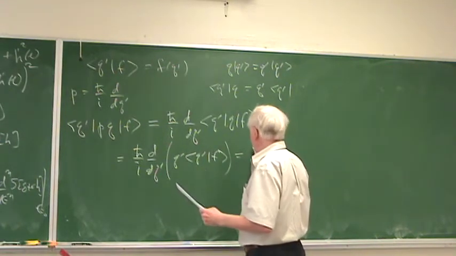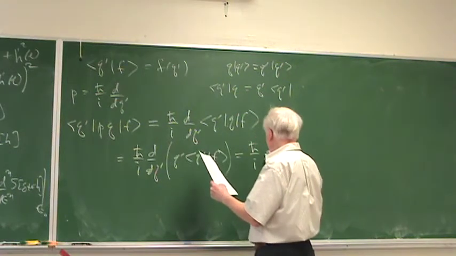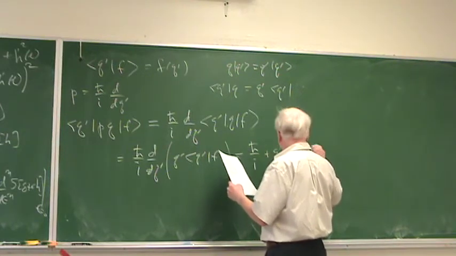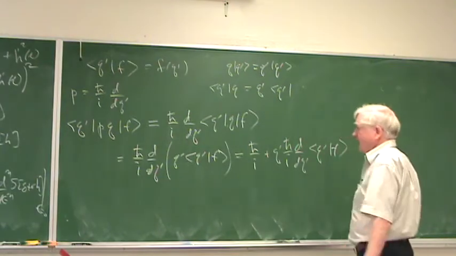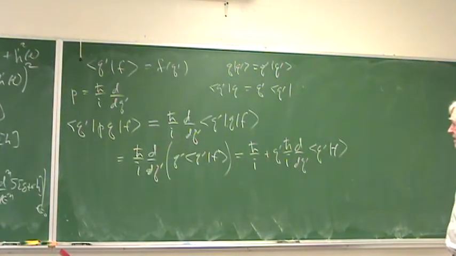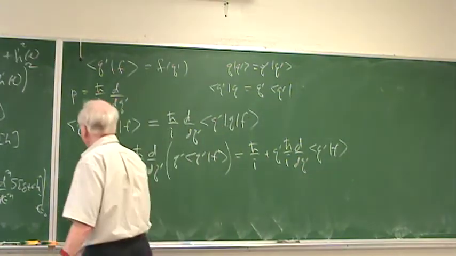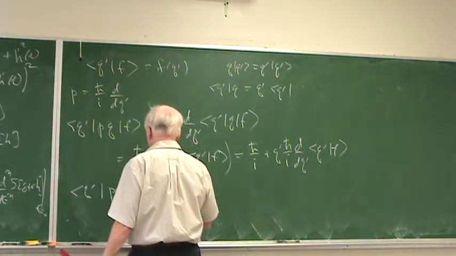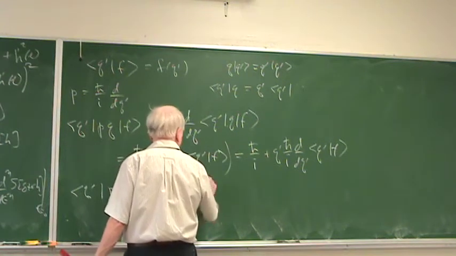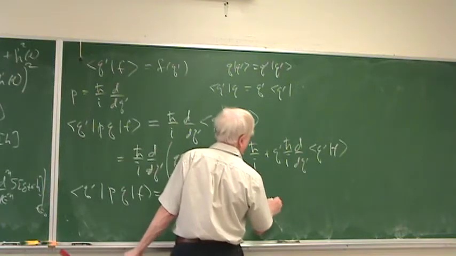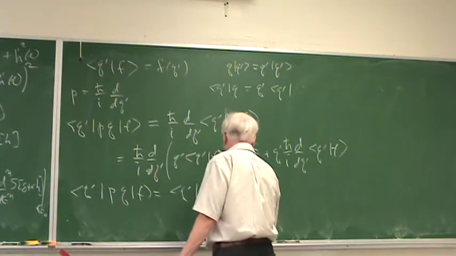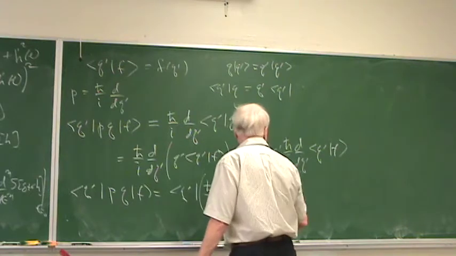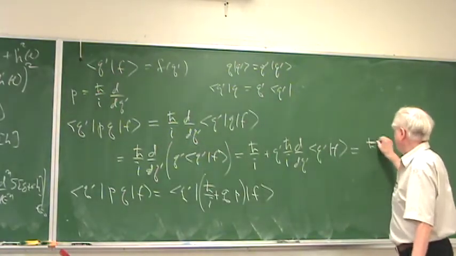And now differentiating, what we get is H bar over I plus Q prime H bar over I d by dQ prime F. And so this is basically telling us that Q prime PQ F is equal to Q prime H bar over I, and this is QP, whoops, plus QPF. In other words, I can write this as H bar over I.